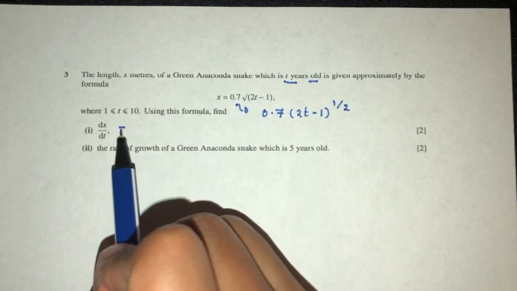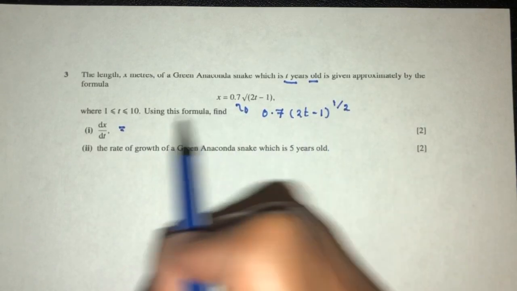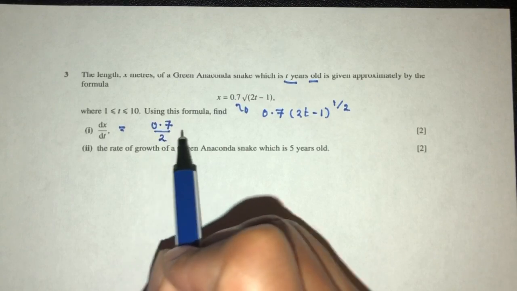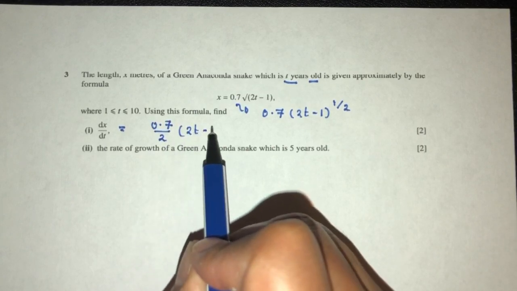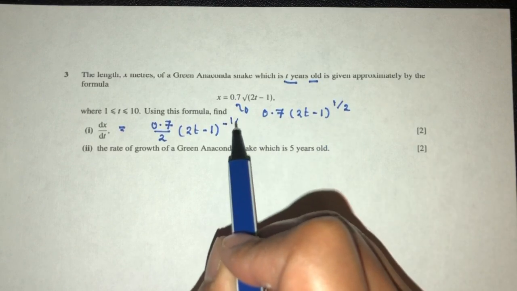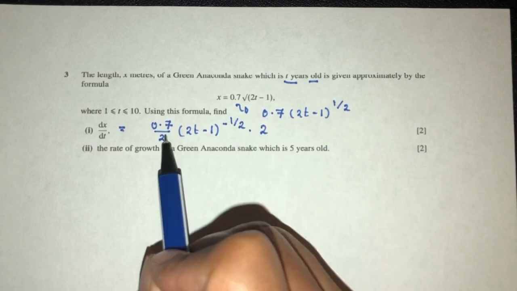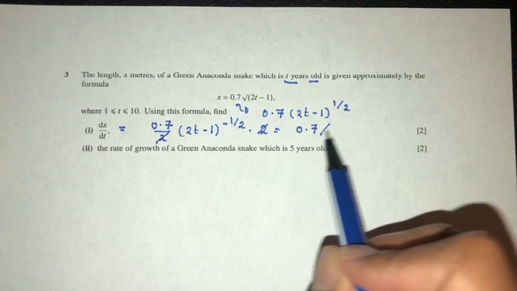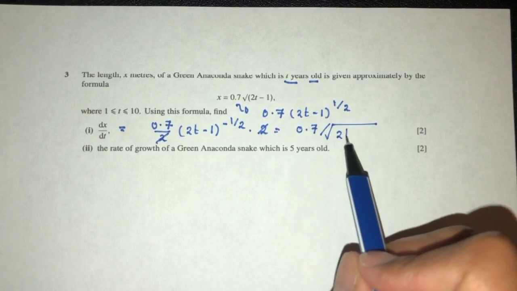So from here we can find dx by dt. It will be first multiplied by the power, so 0.7 times half will be over 2. (2t minus 1) minus 1, that should be half, times 2. Cancel out. That will be 0.7 divided by root of (2t minus 1).